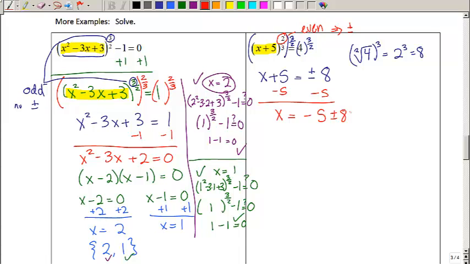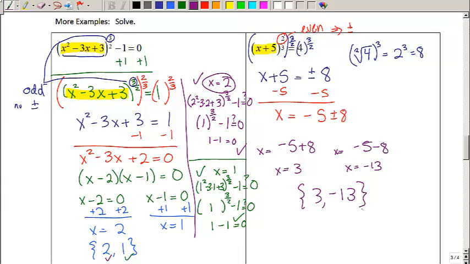Now I have to continue to solve that because I actually know what negative 5 plus 8 is and negative 5 minus 8. So negative 5 plus 8 is equal to 3. Negative 5 minus 8 is equal to negative 13. So these are my two potential solutions. I say potential solutions because I am required to check to make sure that both of them work. First I will check x equals 3.